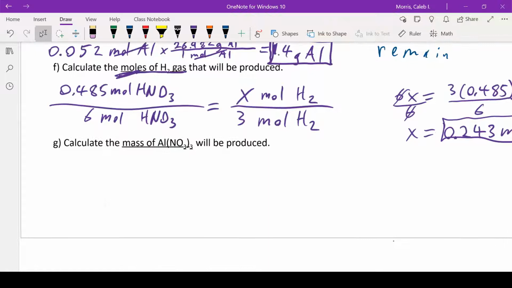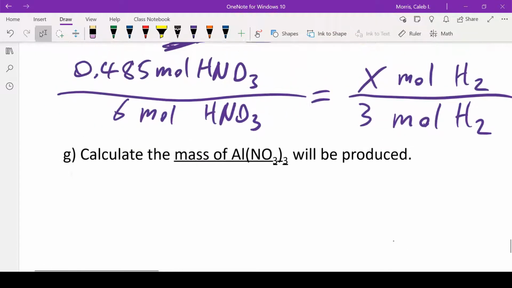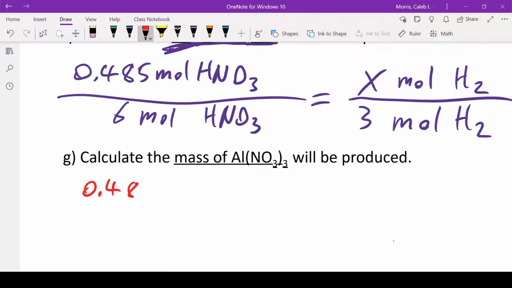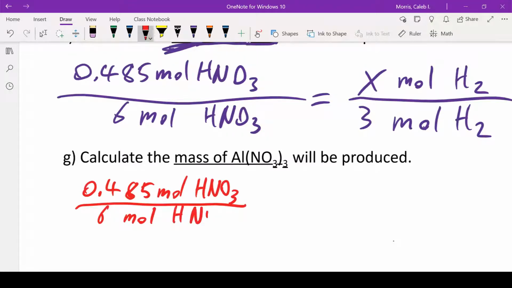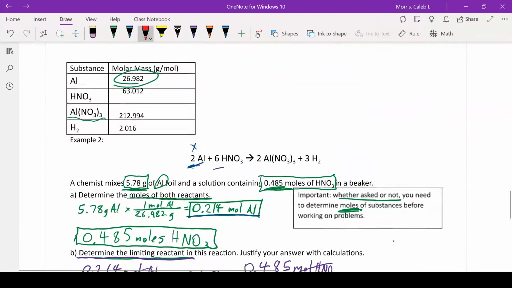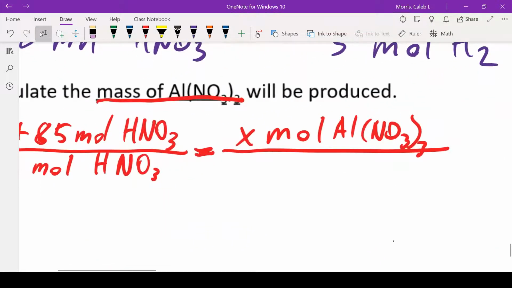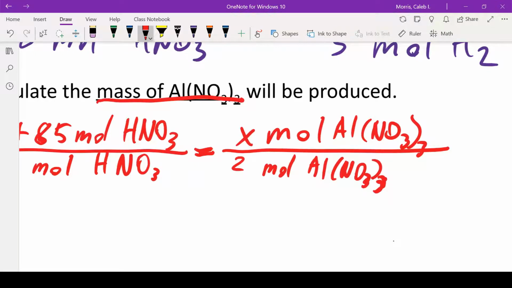Calculate the mass of AlNO3 that will be produced. Try this one on your own if you feel comfortable with it. Always start with your limiting reactant. So it's going to be the same setup as the last one, 0.485 moles of HNO3 over 6 moles of HNO3, since it's still the same reaction, equals, but this time X is going to be moles of AlNO3. I've got to start with moles, and then I'll convert to mass afterward. Now let's find AlNO3 in our equation. Coefficient is 2. Those are 3s, sorry about that.